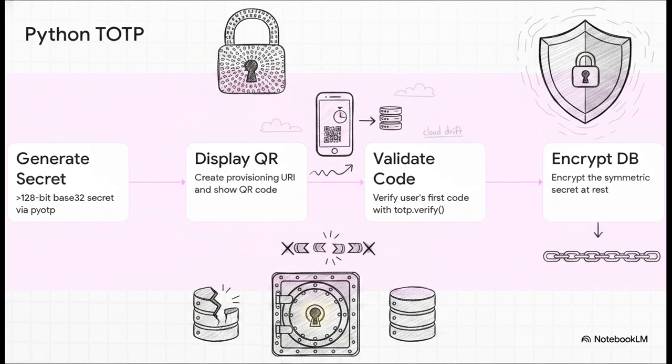This isn't like passwords, which are hashed one way. If your database gets breached and these TOTP secrets are just sitting there in plain text, the second factor for all of your users is completely 100% compromised. You have got to encrypt that symmetric secret at rest. Otherwise, you've just handed attackers the master key to the fortress.